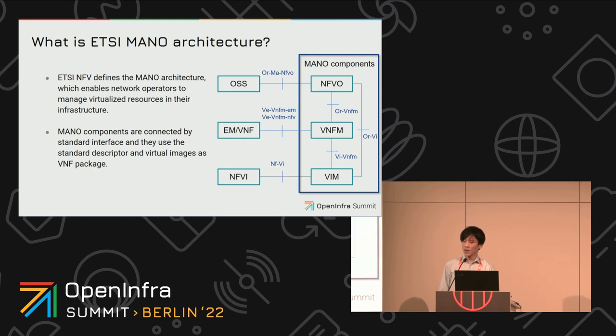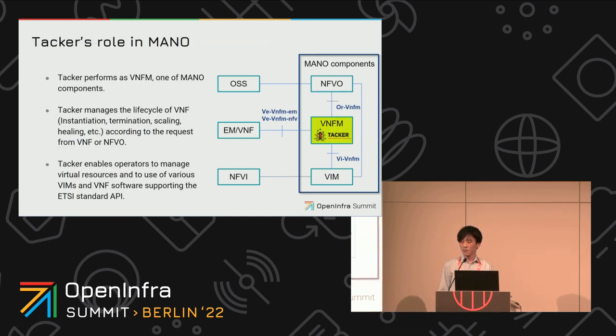These components are connected by the ETSI standard interfaces, and OpenStack Nova, Neutron, Heat, and so on are mapped to VIM. And as I mentioned before, Tacker is mapped to VNFM. So Tacker manages the lifecycle of VNF, including operations such as instantiation, termination, scaling, healing, and so on. And it's according to the request from VNF or NFVO by using the standard APIs defined in ETSI standard. And Tacker enables operators to manage virtual resources and to use various VMs and VNF software supporting the ETSI standard APIs.